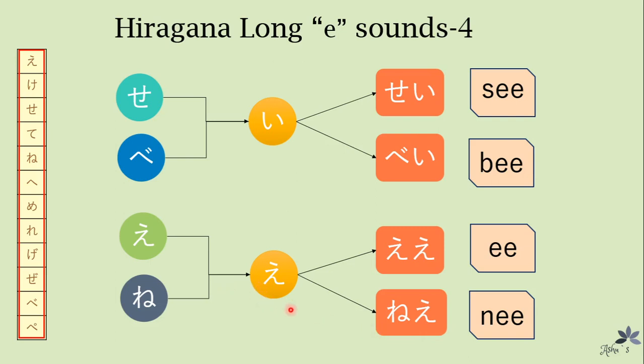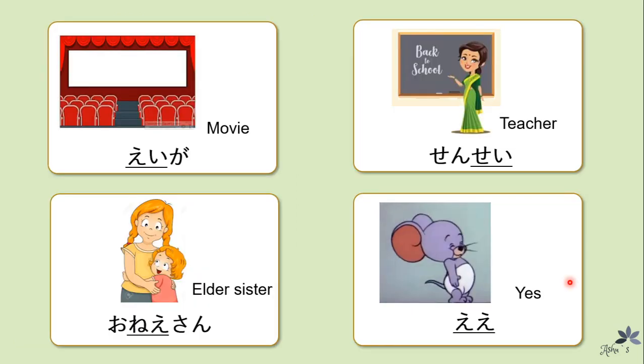The long E sounds using this vowel are very few. Mostly you will find words using I. So please note here. I'll read them once again. Here you should read it as sei, bei, nei, and ee. I'm sorry, this is ee and this is nee. Okay, let's go with some examples.